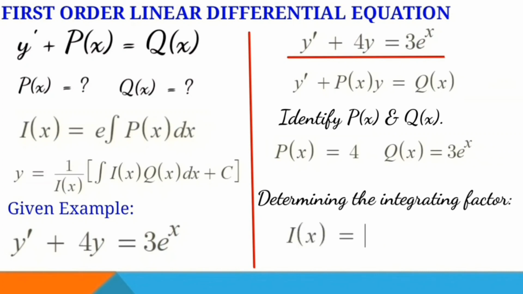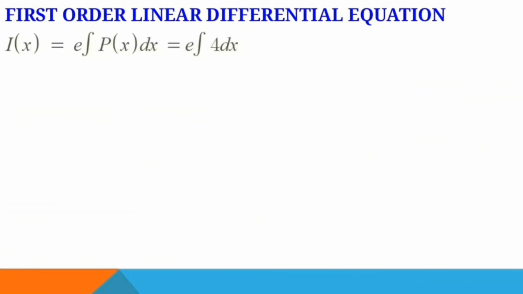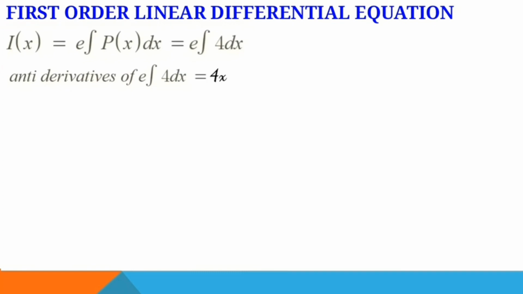So let's now find the integrating factor. I of x is equal to e raised to the integral of p of x dx. The antiderivative of 4 dx is equal to 4x. So we can write it as y equals 1 over e raised to 4x times the integral of e raised to 4x times 3e^x dx plus c.